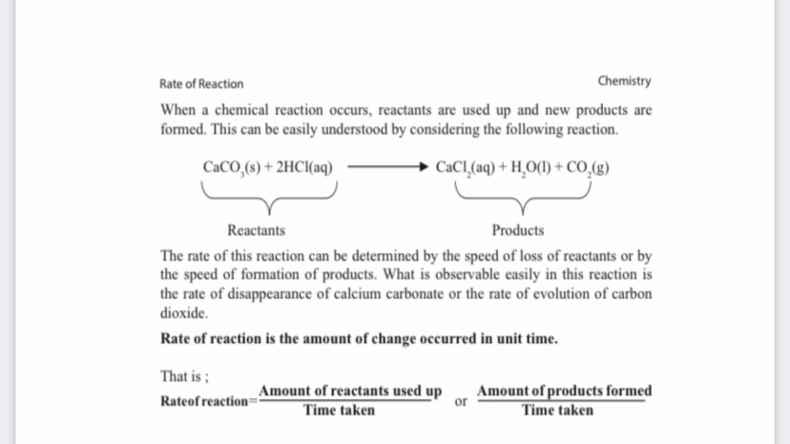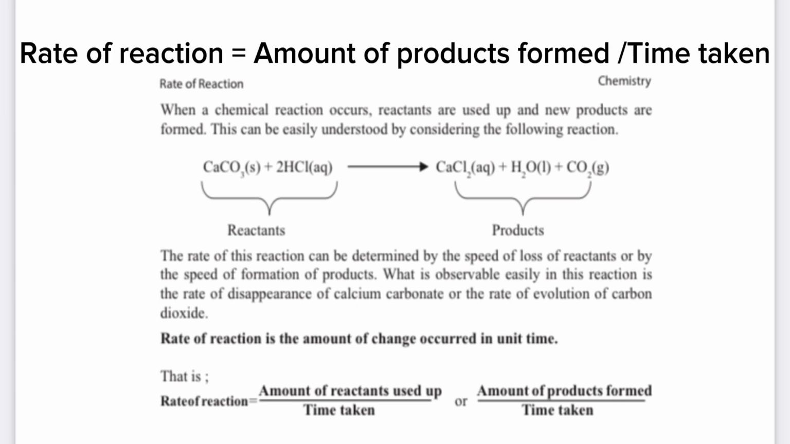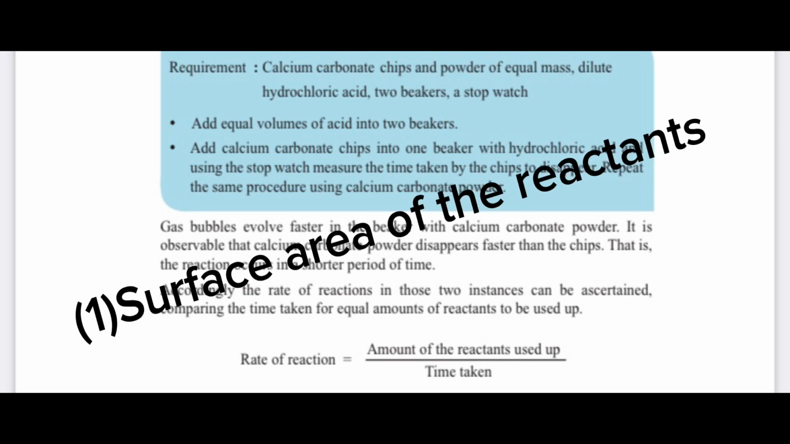When considering the rate of reaction, it is the amount of reactants used divided by the time taken. The rate of reaction can also be derived as the amount of products produced divided by the time taken. Now we're going to discuss the factors affecting the rate of reaction.